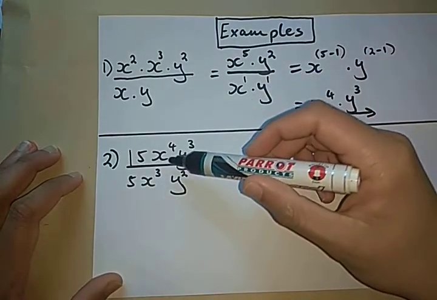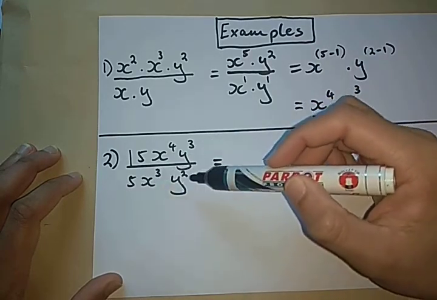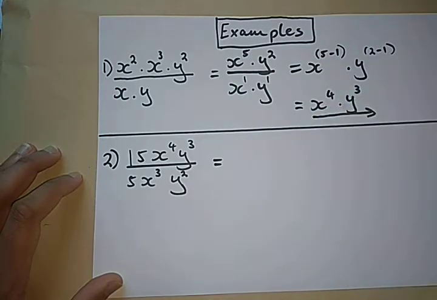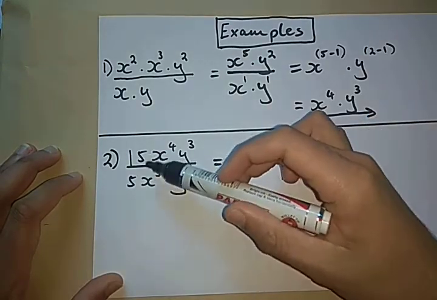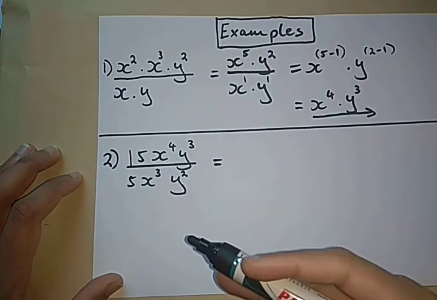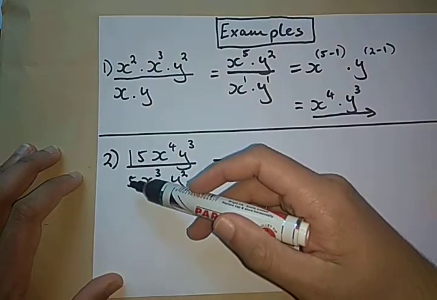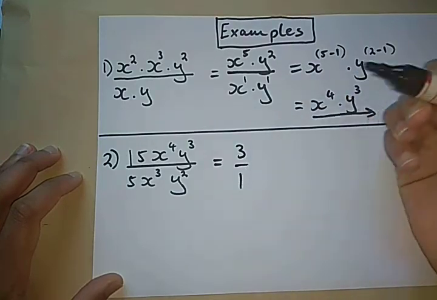We have 15x to the power of 4 times y cubed all over 5x cubed y squared. So what I would prefer to do in this example is to immediately simplify the coefficients before I would do anything. And the coefficients in this case would be the 15 and the 5. So I would simply pull those to one side and simplify them on their own. Well, 15 divided by 5 would be a 3 over 1, or simply a 3.